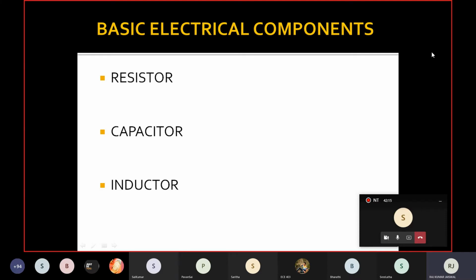Yes, sir. Okay, good. Resistor, capacitor and inductor. Okay guys, in today's class our objective is to discuss the three components one by one. Okay, and this is just the beginning of network theory.